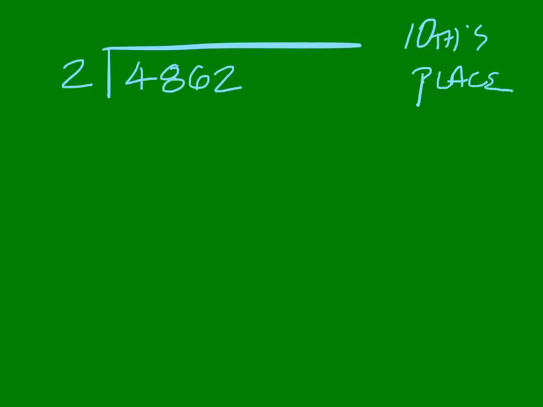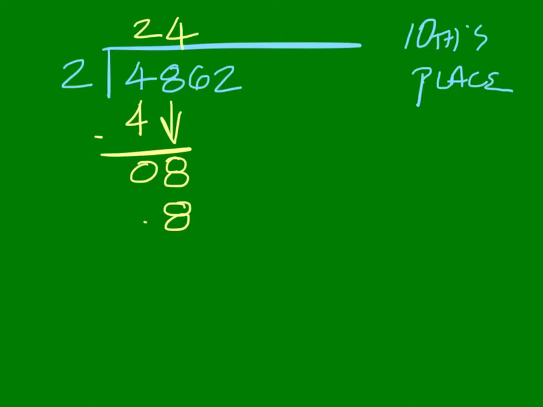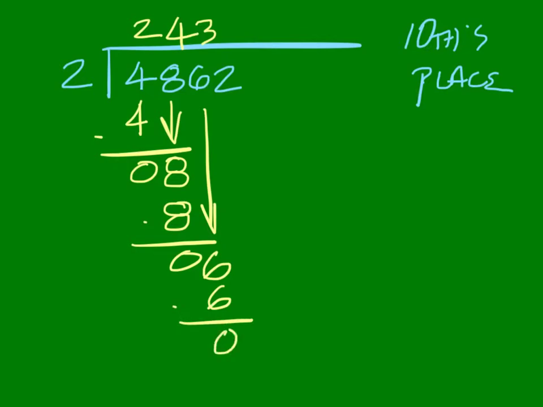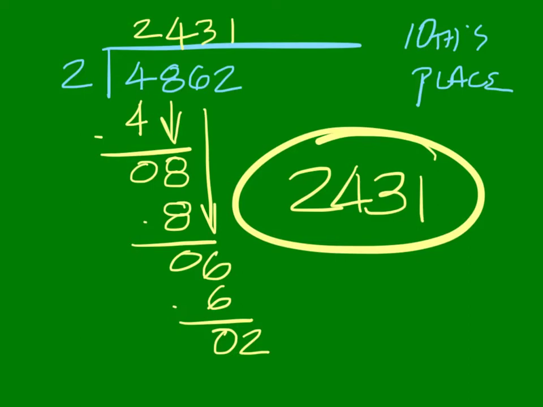On the practice, 2 into 4 twice. Nothing left over. Drop the 8. 2 into 8 4 times. Nothing left over. Drop the 6. 2 in there 3 times. Nothing left over. And drop the 2. 2 into itself once. That's as far as you can go. Answer is 2,431.